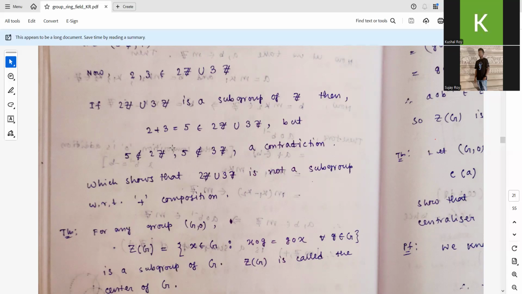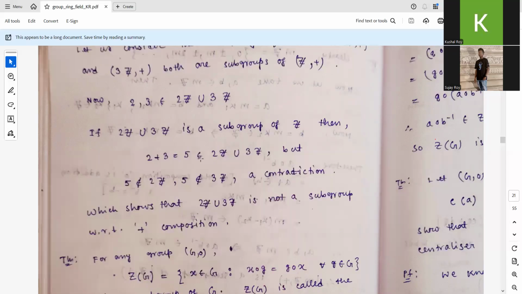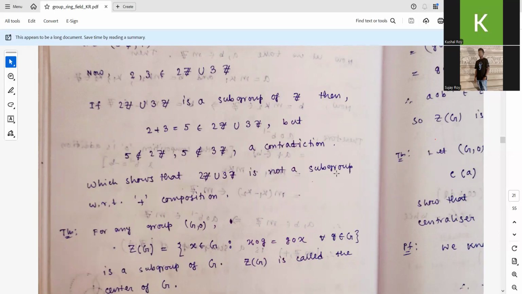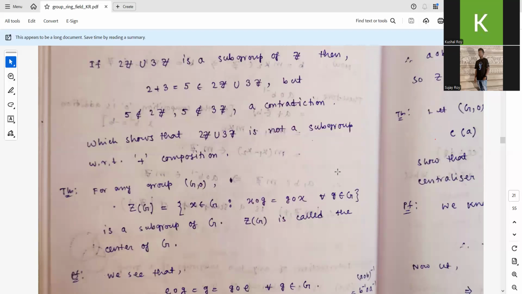It is 5. It is not a multiple of 3 and also not a multiple of 2. Therefore, 5 cannot belong to 2Z union 3Z. So it's a contradiction. Therefore, 2Z union 3Z cannot be a subgroup under the addition composition.